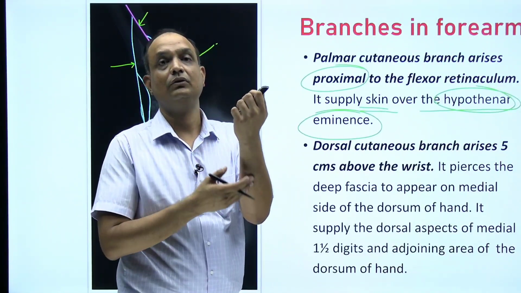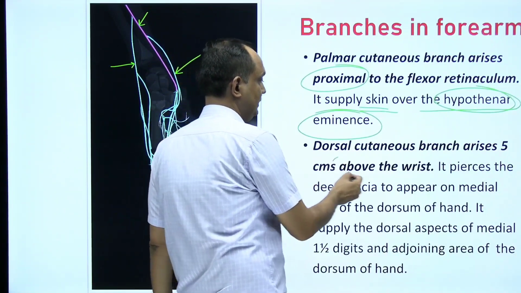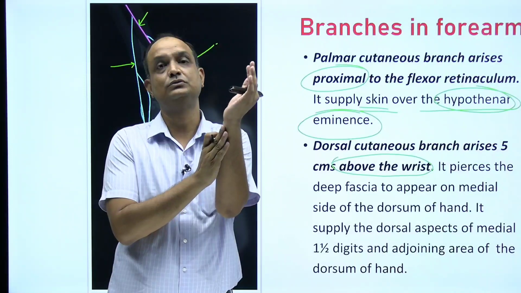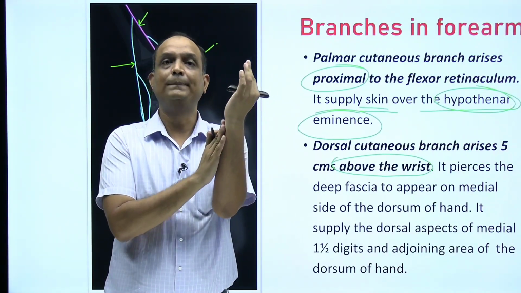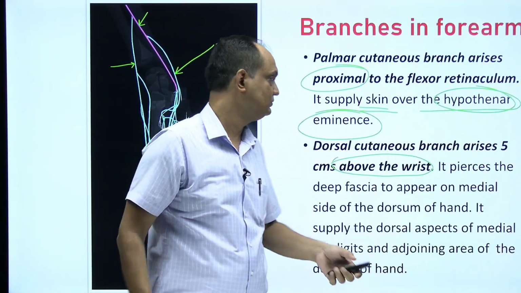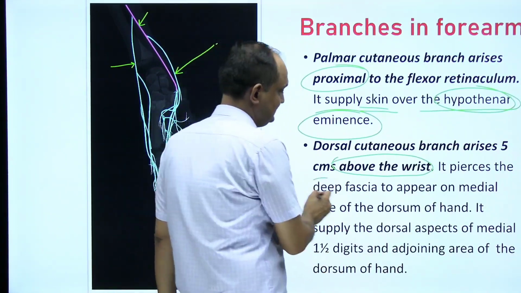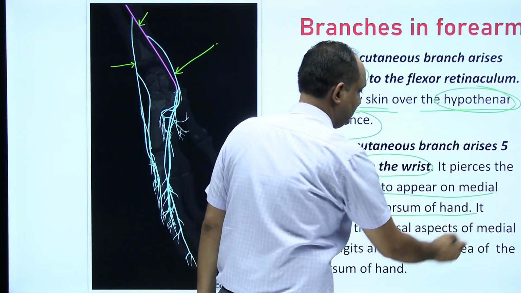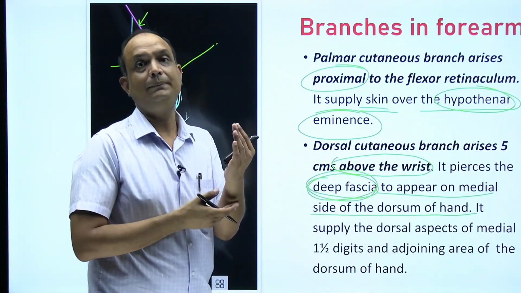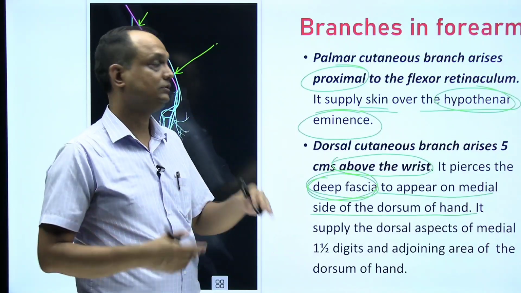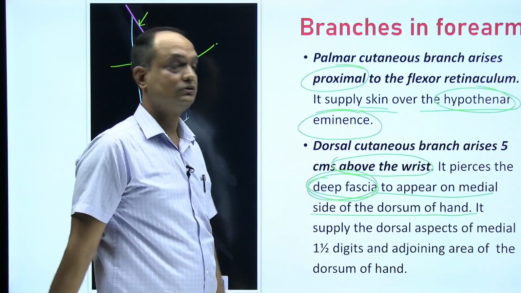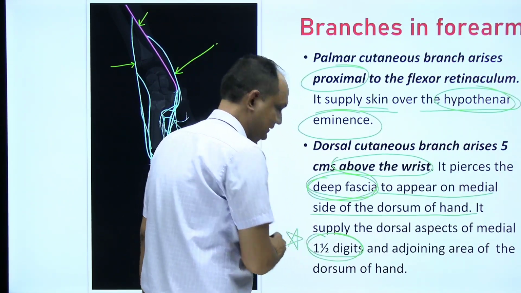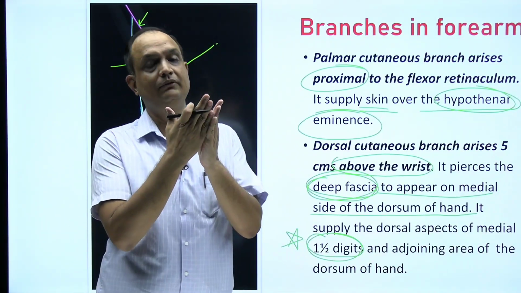arises from the ulnar nerve 5 cm above the wrist. But the important thing is that this nerve has to go dorsally. The nerve passes posteriorly or dorsally, for that it pierces the deep fascia and then it appears on the medial side of the dorsum of the hand. So it appears on the medial side of the dorsum of the hand and it supplies the dorsal aspect of the medial one and a half fingers. Now this is again an important thing, that it supplies only the medial one and a half.